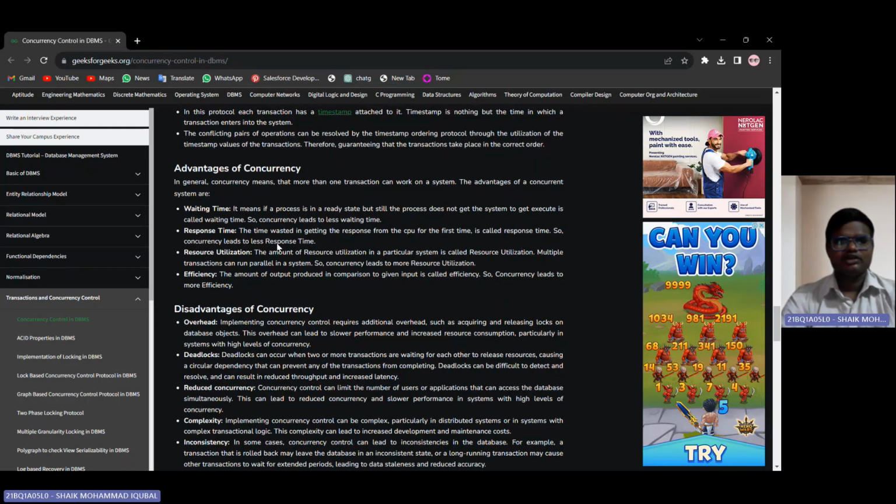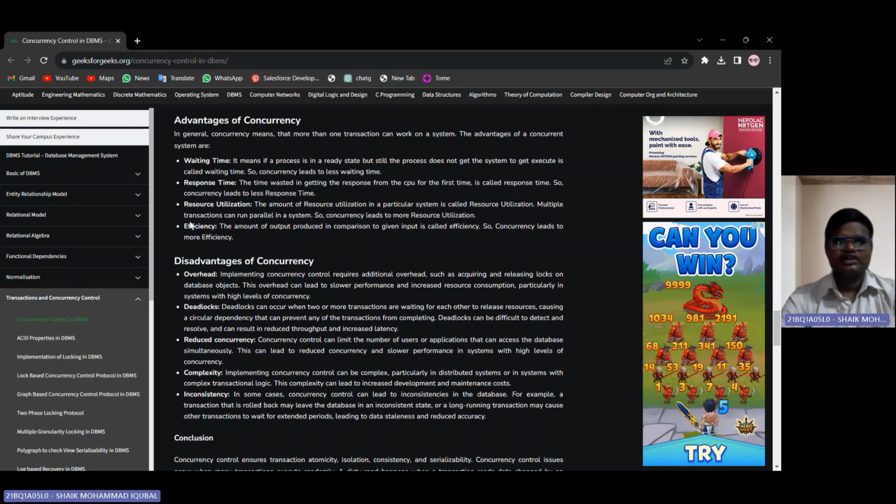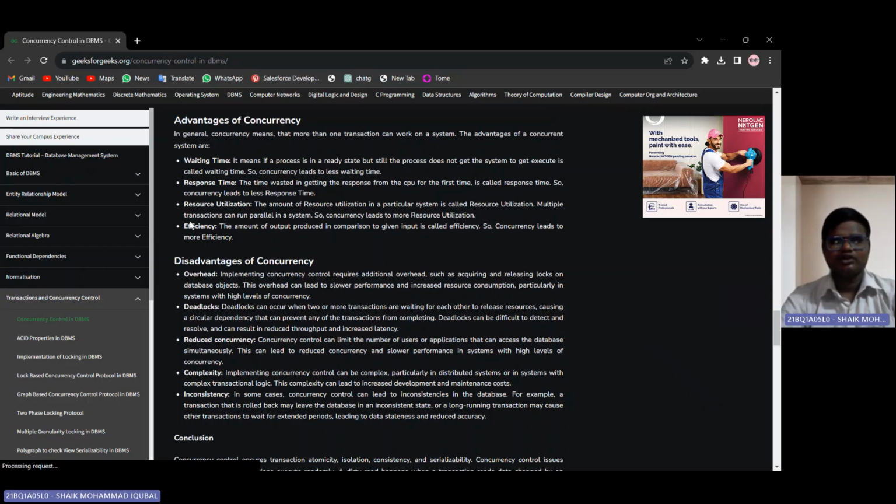Resource utilization. The amount of resource utilized in a particular system is called resource utilization. Multiple transactions can run in parallel in a system, so concurrency leads to more resource utilization. Efficiency. The amount of output produced in comparison to the given input is called efficiency. So concurrency leads to more efficiency.